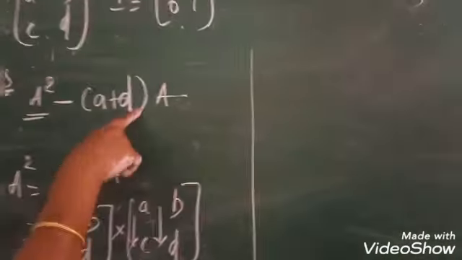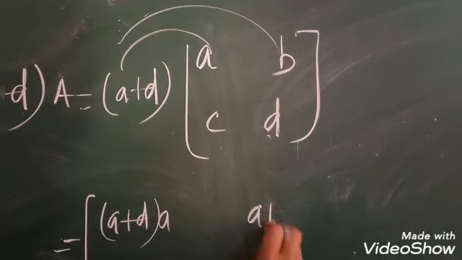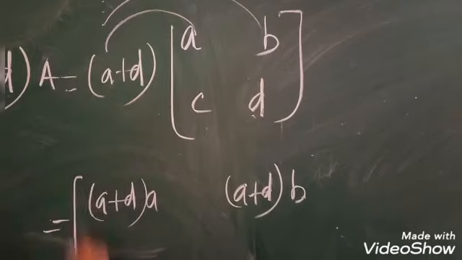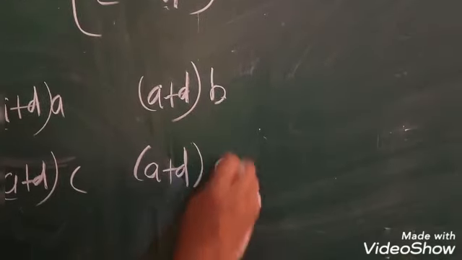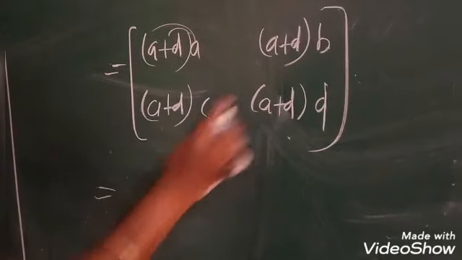Then next we want to find (A plus B) into A. So each element should be multiplied by A plus B. So (A plus B) into the A matrix. What is the A matrix here? A, B, C, D. Okay. Now each element should be multiplied by A plus B. So A plus B into A, then A plus B into B, this is a constant, okay girls, A plus B into C, here A plus B into D.